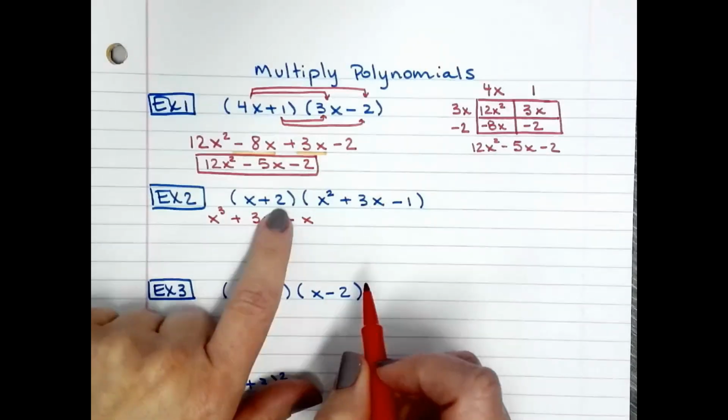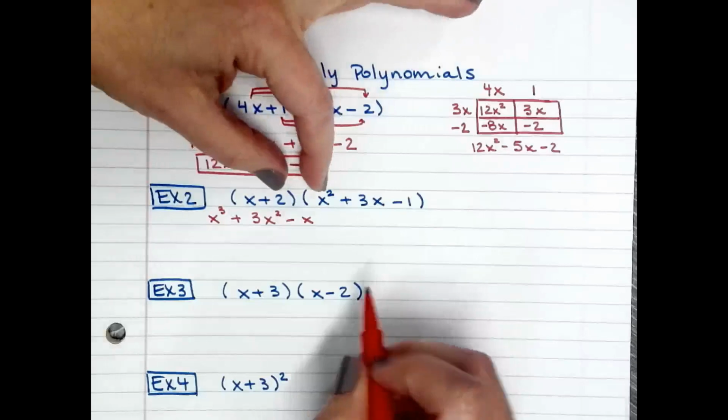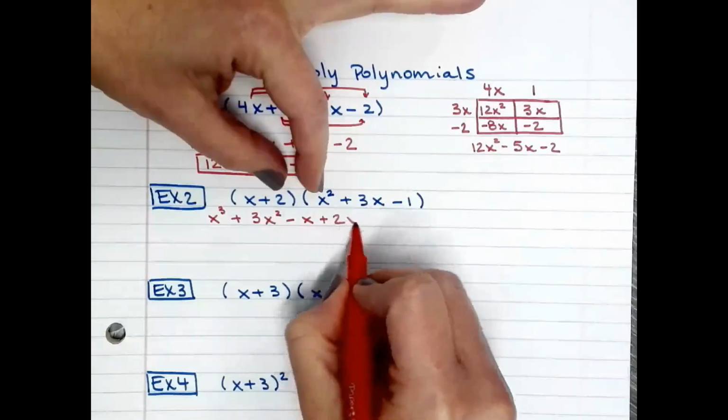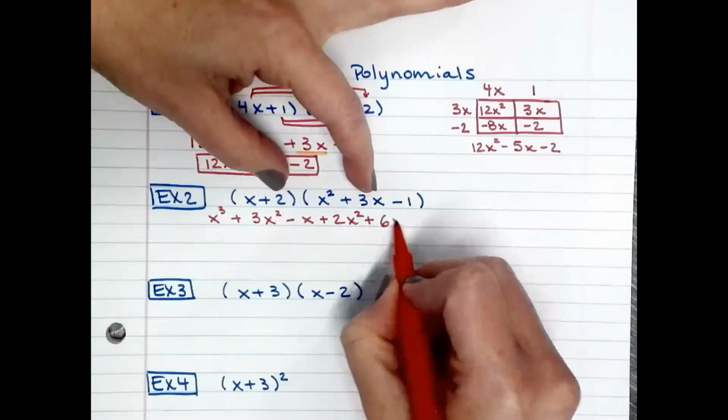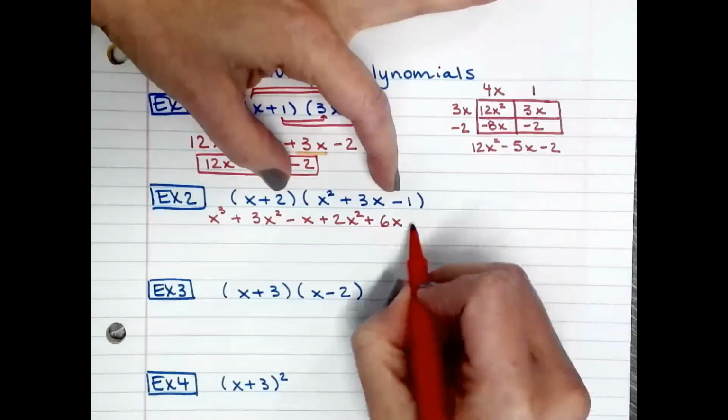Now we have to distribute 2. So 2 times x squared, 2 times 3x, and then 2 times negative 1.